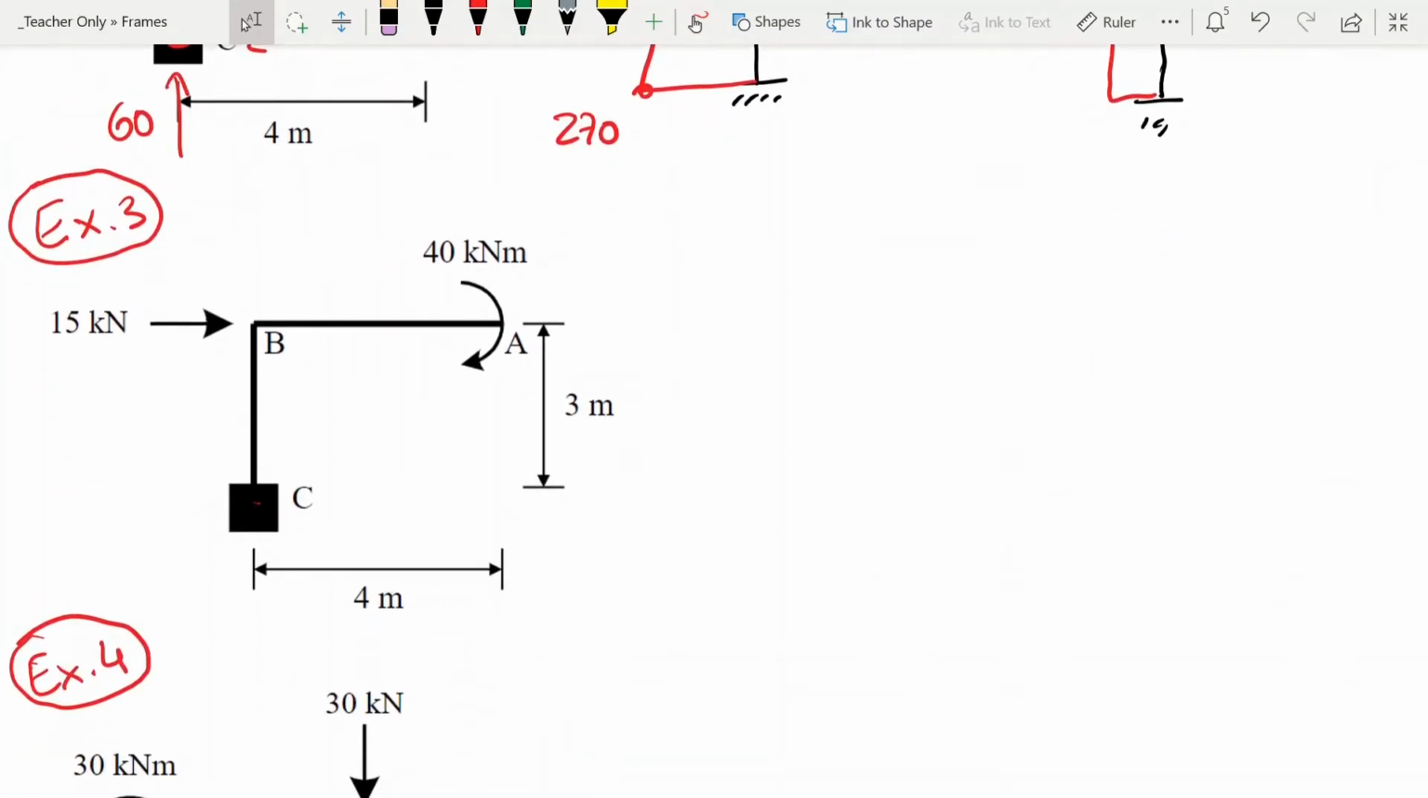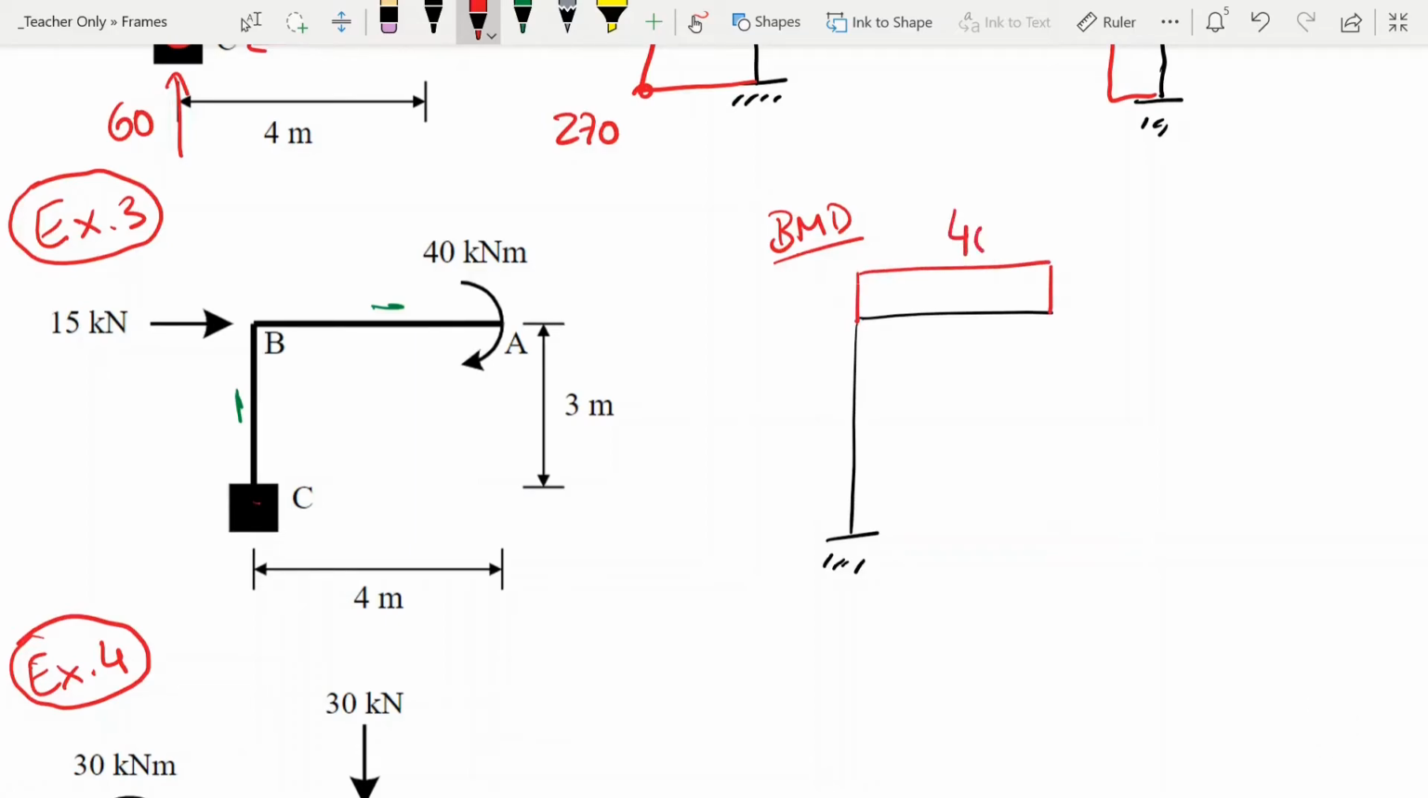So similar problem here. We do have a moment of 40 at A, which should make the bar do something like that. So we should get tension on the top. And on top of that, we can see the load of 15 pushing the point B to the right. So most likely we'll have tension on the left. So with this information, we can start calculating our bending moment diagram, knowing that this moment of 40 is indeed a negative moment, will make our beam sad. So this will be constant from A all the way to B.